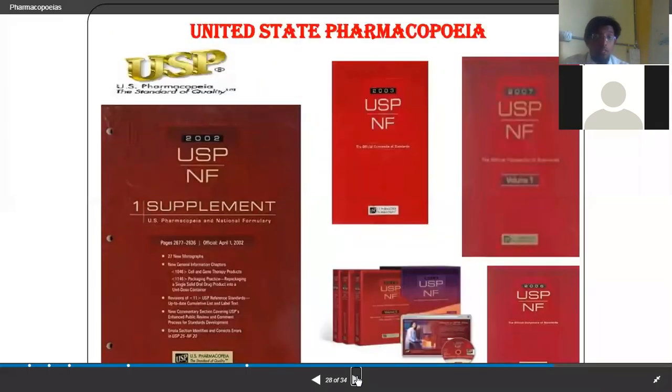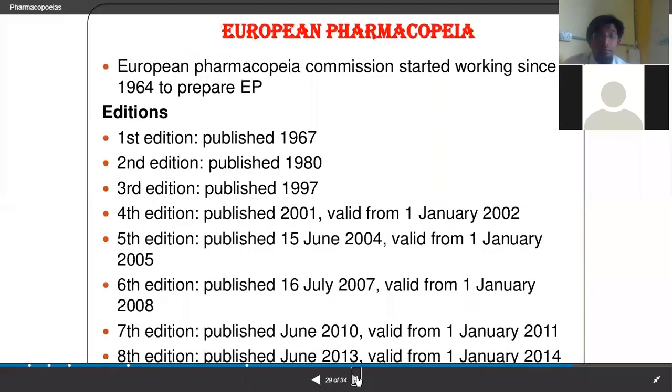So this is how USP appears, right? You can see its cover page, how many supplements, how many pages and everything. Right, guys? Then we will discuss the European Pharmacopoeia.